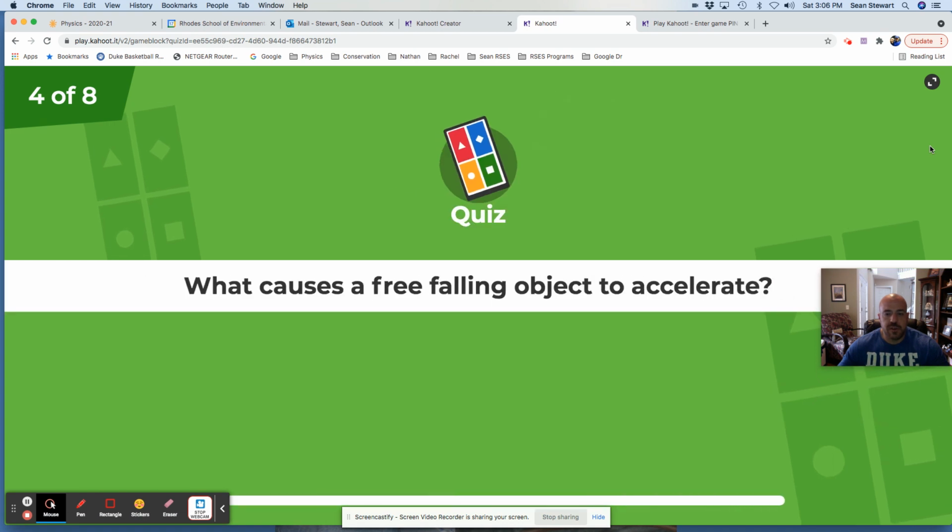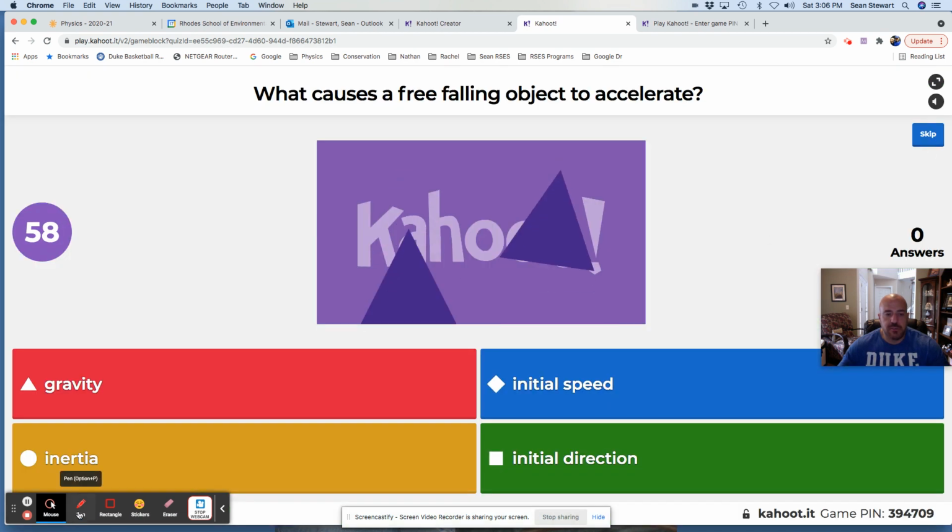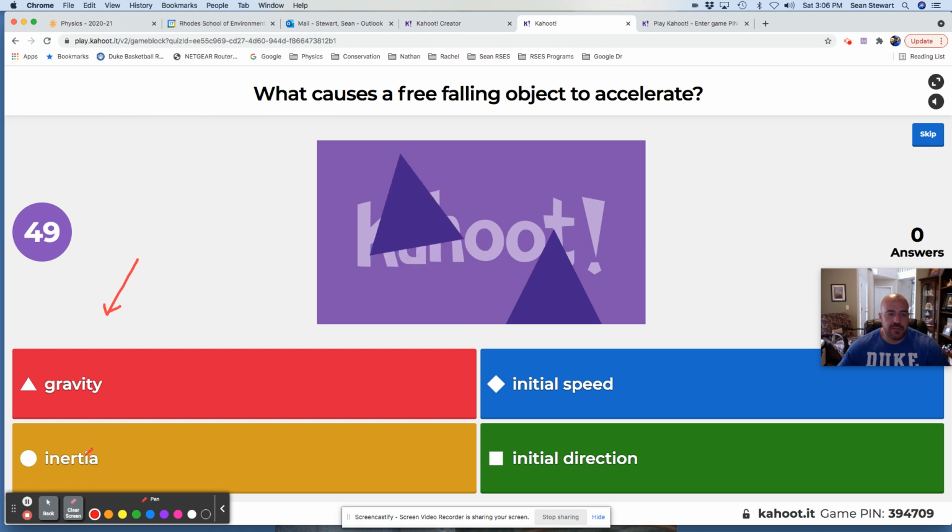What causes a free falling object? So an object is falling out of the sky. Why does it speed up? Press pause. Yeah, everything, anytime something's falling, gravity's doing it. So red is correct.